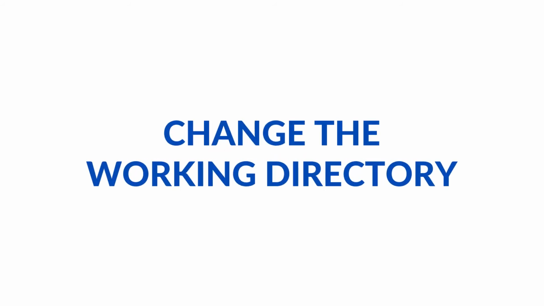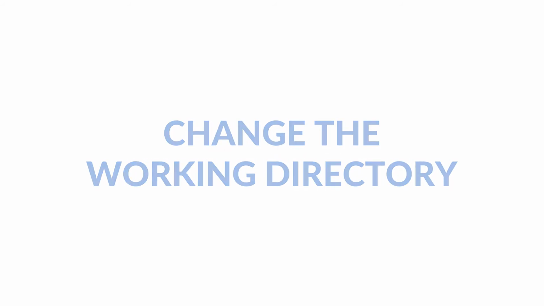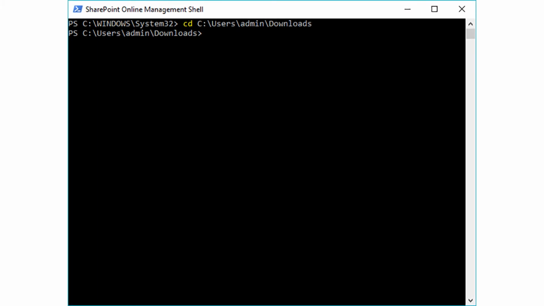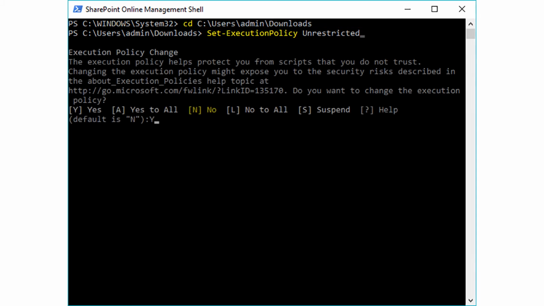In the next step, change the working directory in the SharePoint Online Management Shell to a location where you have stored the adminrights.ps1 script. Then run the command Set-ExecutionPolicy Unrestricted. After this, an option will be displayed to change the execution policy. Then enter Y for Yes to continue.